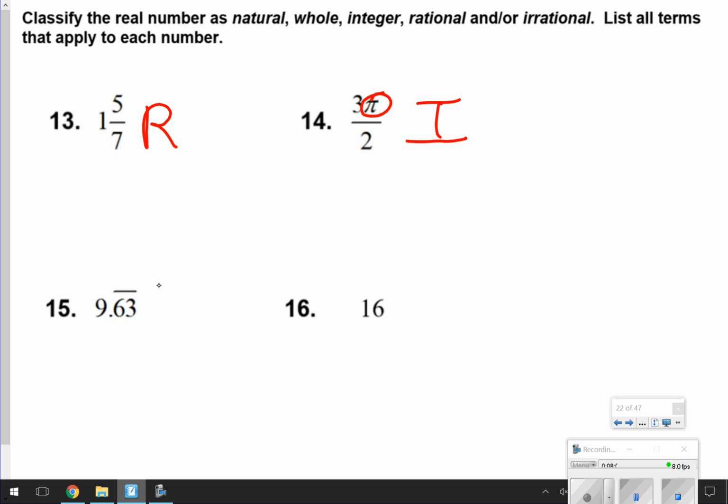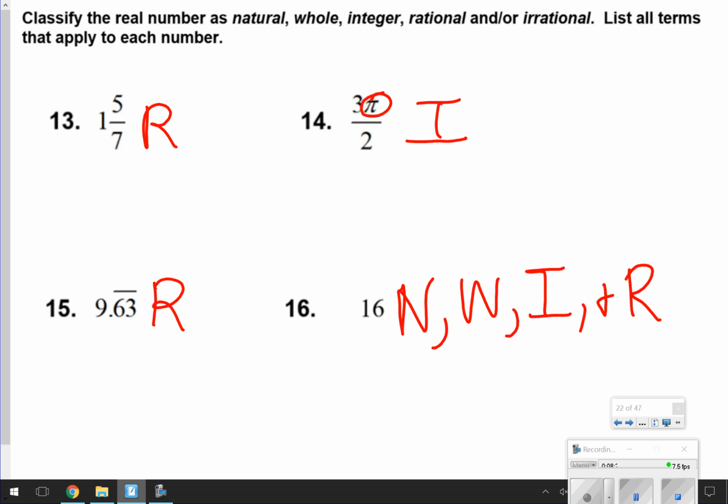15 is rational because now we know that we can include rational repeating numbers in the rational category because we can also write repeating numbers as fractions. 16 is going to be a little bit of everything. It's a natural number because we can use it to count. It's a whole number, it's an integer, and it is rational.